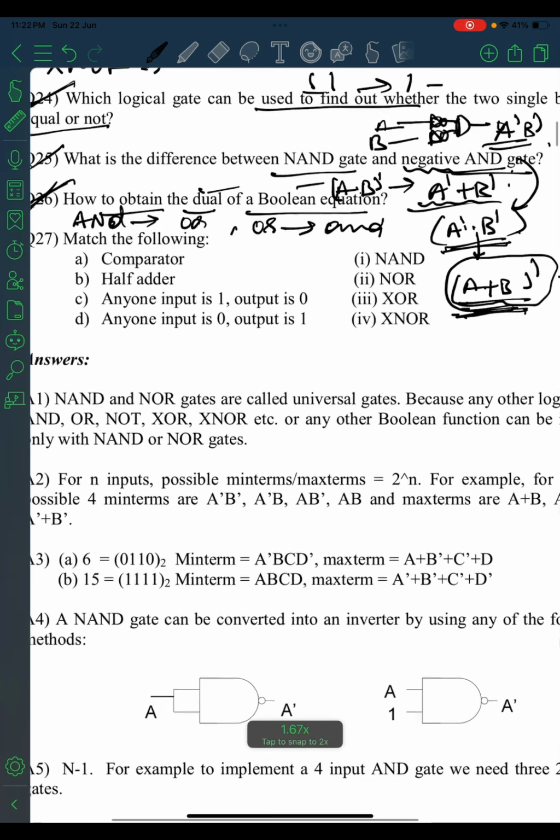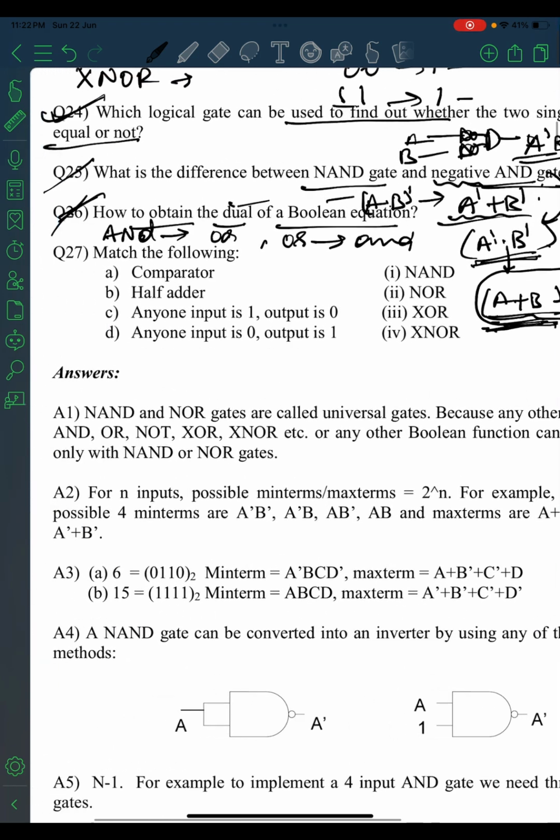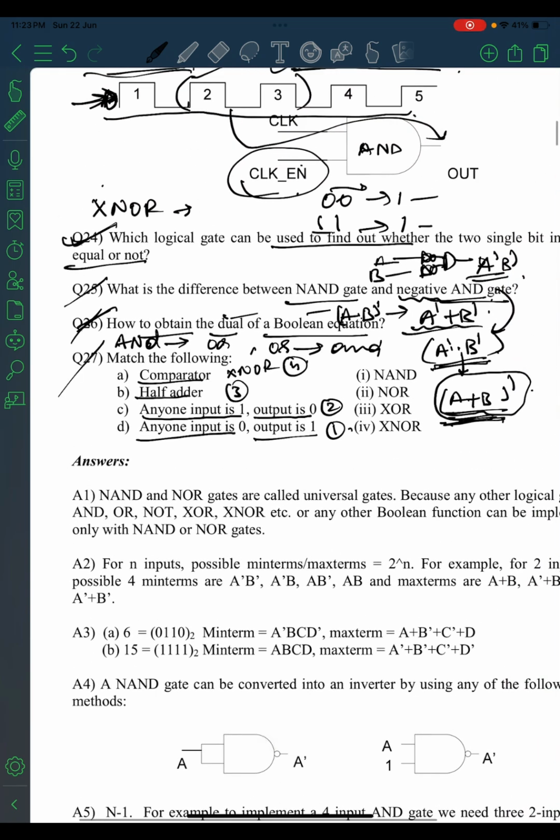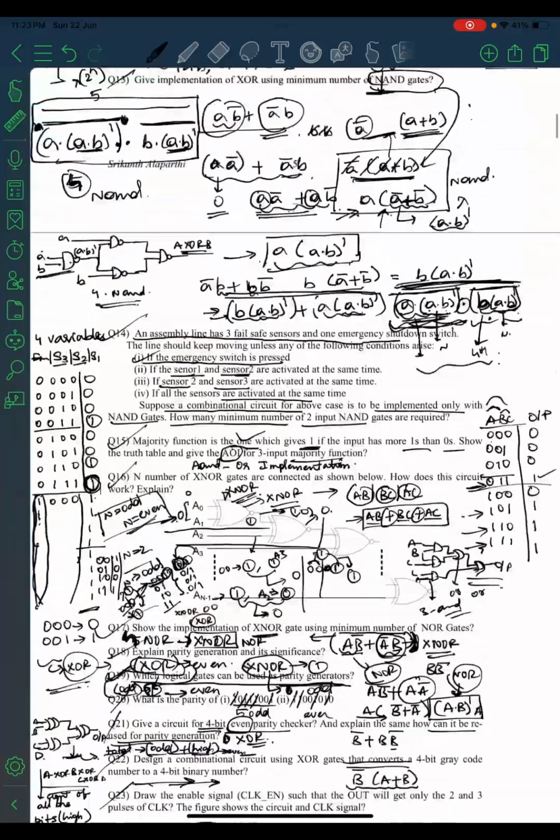So here it is simply a comparator again, which is the 24th question: XNOR. The fourth one, half adder, is XOR. Third one, if any one input is 1, the output is 0: it is NOR. If any one input is 0, the output is 1: it is NAND. So over here I have completed this second chapter.